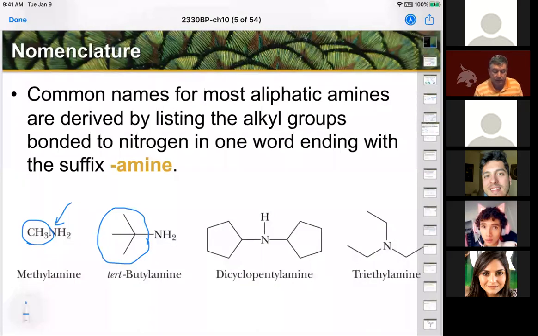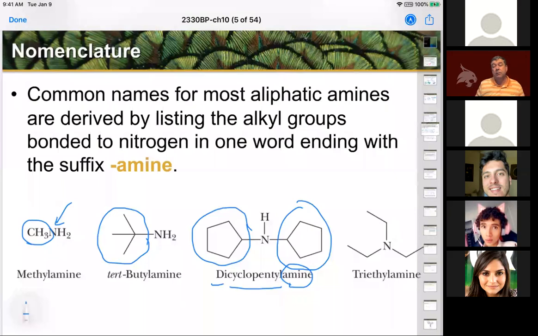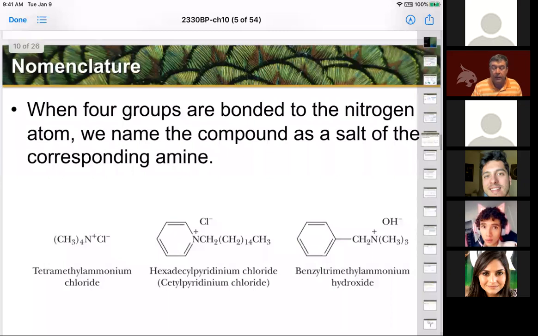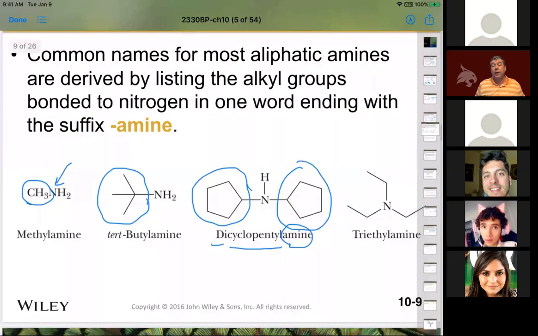In this case, we have 2 of these cyclopentyl groups, so we have dicyclopentylamine. If you have 3 of the same groups, you just do tri and whatever the alkyl group was. Now, if they're different, you have to name them separately and in alphabetical order. So if you had ethyl, methyl, and butyl, you would name it butylethylmethylamine.